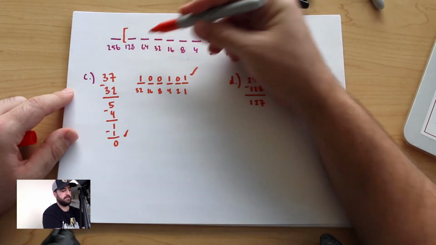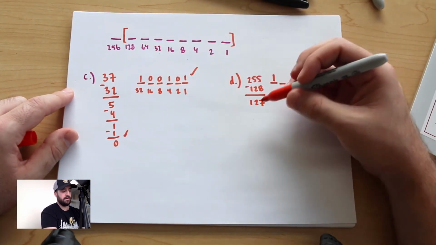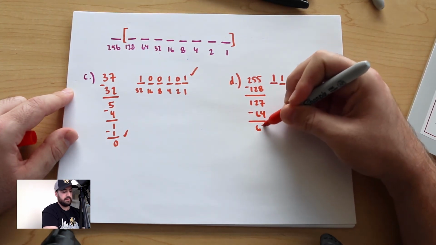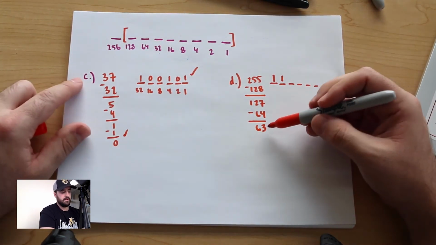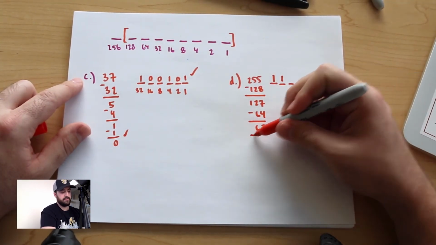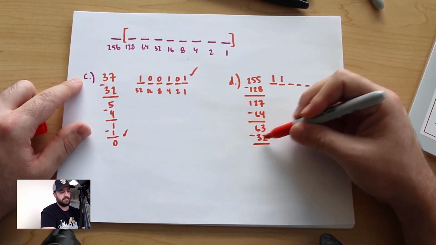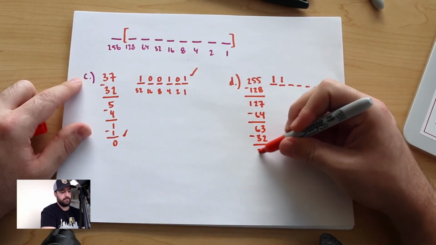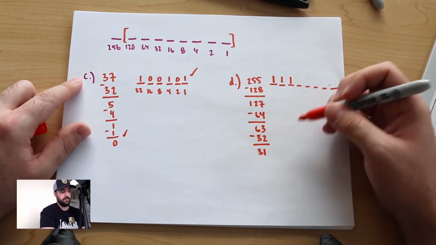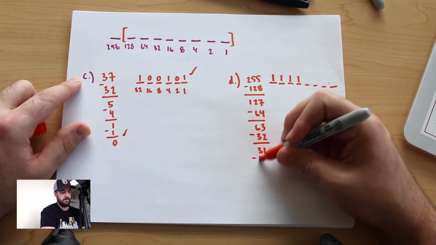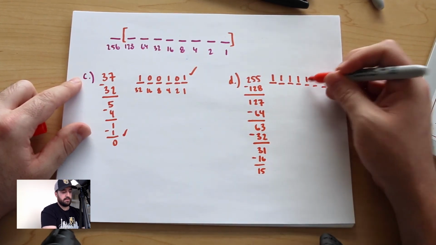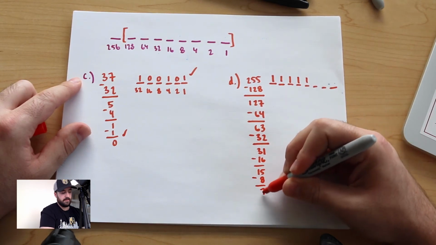And now we move on to the 64s. Does 64 fit into 127? Yes, it does. So that's going to be a 1. We're going to subtract 64, and we're going to get 63. Next is the 32's place. Does 32 fit into 63? Yeah, it does. Once. So we subtract 32, and we end up with 31. And we write a 1 in the 32's place. Does 16 fit into 31? Yes, it does. Once. We end up with 15. Does 8 fit into 15? Yes, it does. Subtract 8, we get 7.